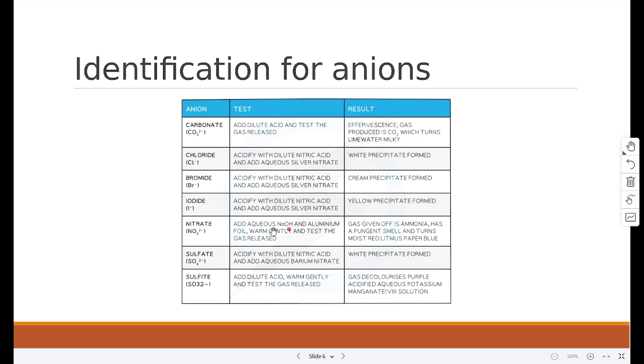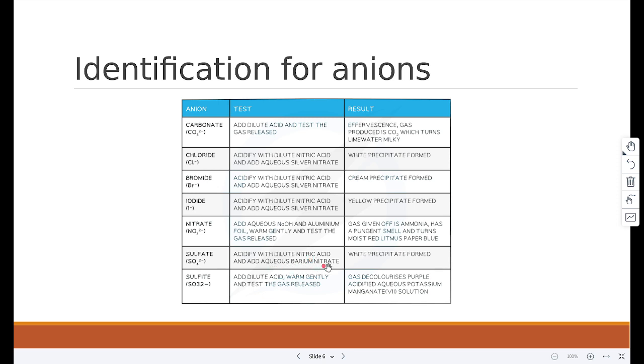For nitrate, we are going to add aqueous NaOH and aluminium foil. We are going to warm it gently and test the gas which is going to be released. We know that ammonia is going to be released, and ammonia has a pungent smell and it turns red litmus paper blue.